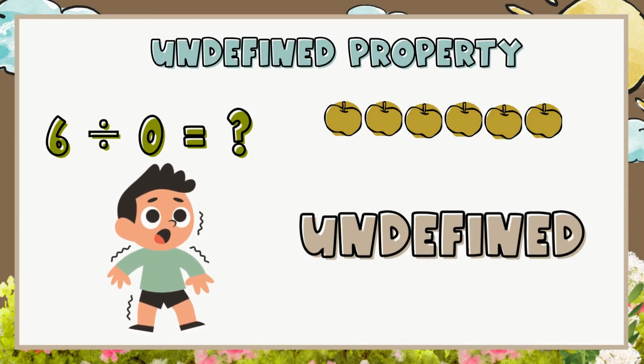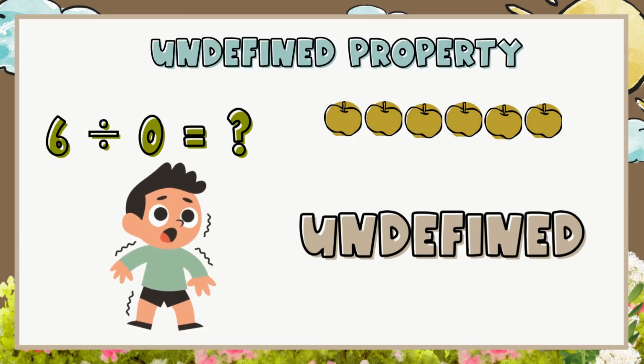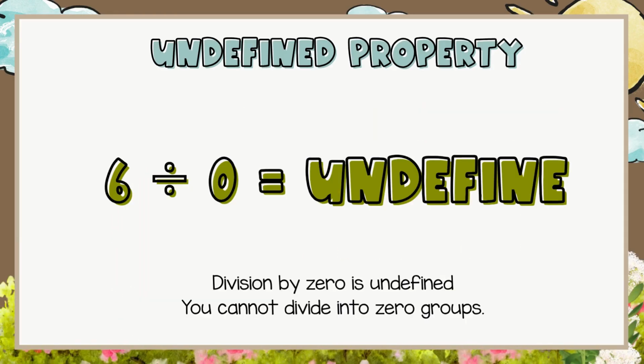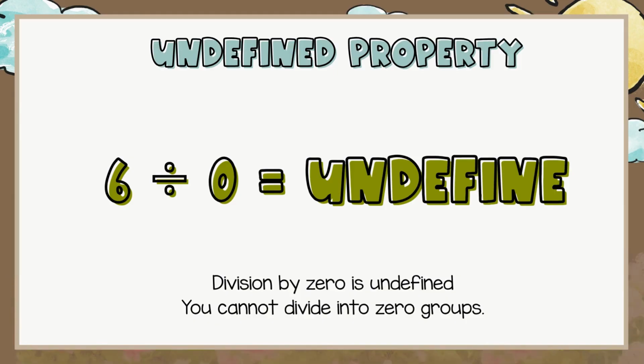Please remember that word. Let's say it together again. Undefined. So 6 divided by 0 equals undefined. Division by 0 is undefined. You cannot divide into 0 groups.